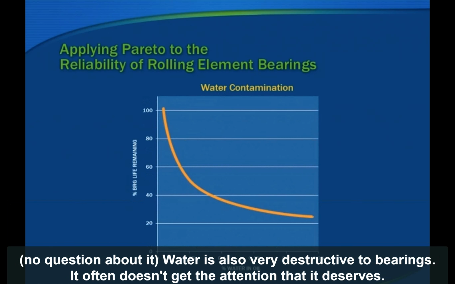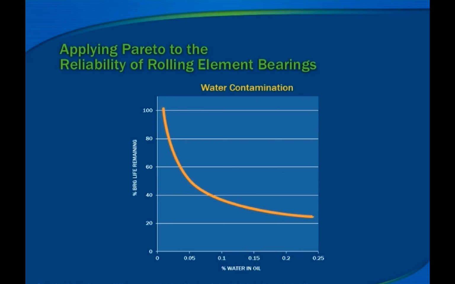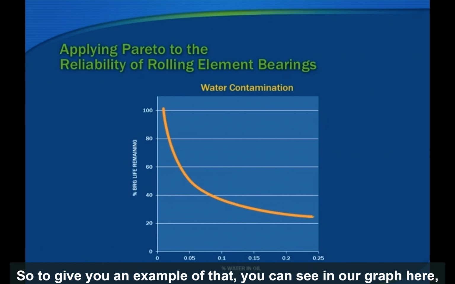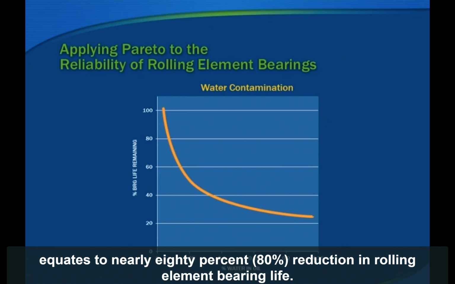It often doesn't get the attention that it deserves. One of the reasons is you don't have to have a very visible presence of water in the oil to lose an awful lot of bearing life expectancy. To give you an example of that, you can see in our little graph here, this is actual data, just 1,000 parts per million water, or 0.1% water, equates to nearly 80% reduction in rolling element bearing life.